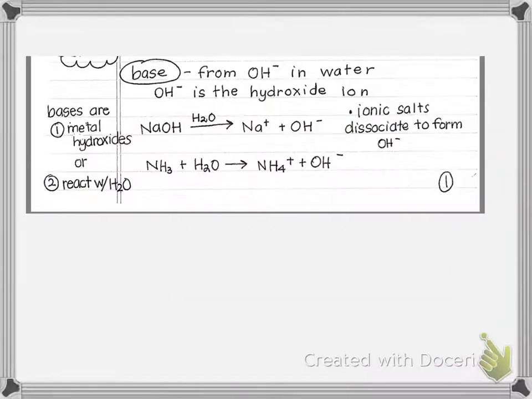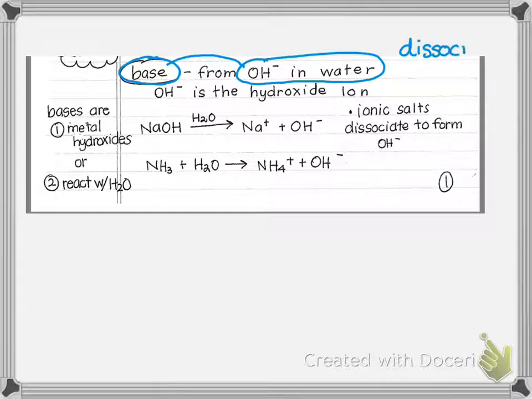Now let's look at the base. So a base has its own definition. And in the base, we don't form the H3O plus, but we form the hydroxide ion. So in the Arrhenius definition, a base forms a hydroxide ion. There's two ways that we can form hydroxide ions. The first one is if you have an ionic compound, it can dissociate.